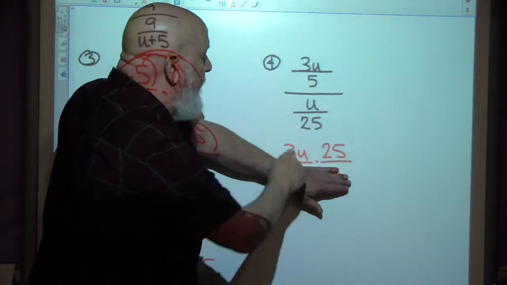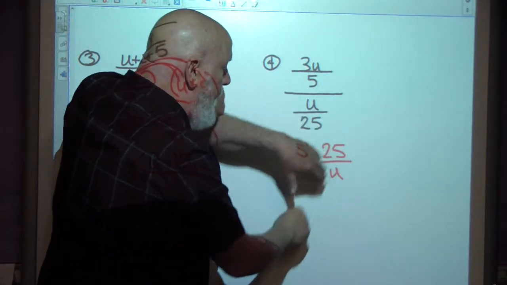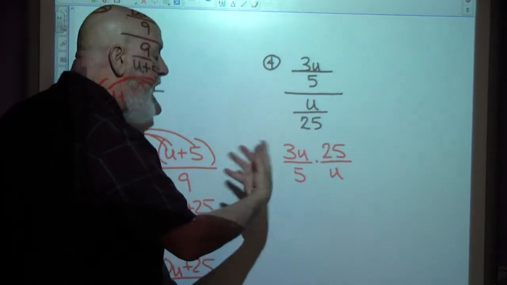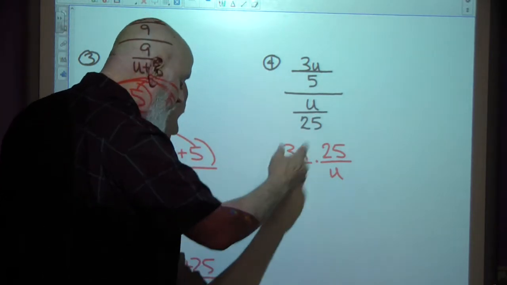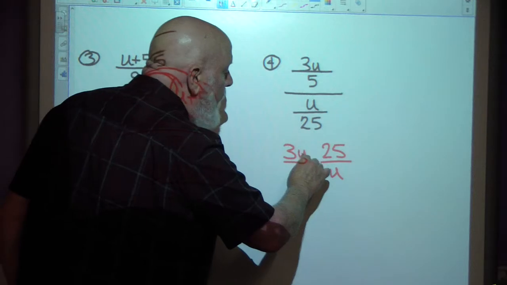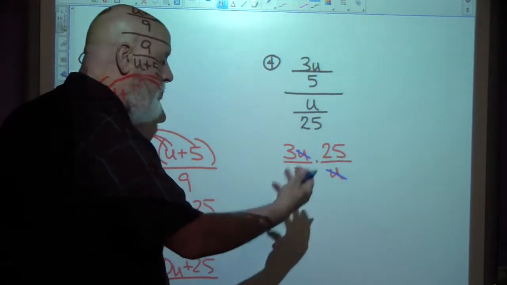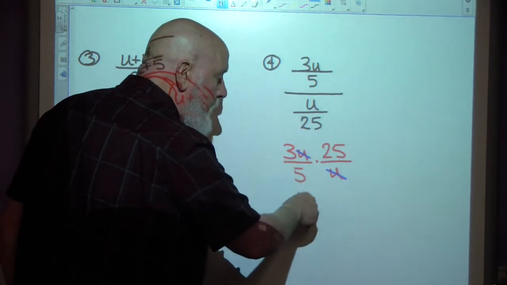So these are factors. That means things that are multiplied together. And these are factors. And you can cancel common factors. If you have common factors in the top and bottom of a fraction, you can just cancel them. They become a fancy 1. For instance, u divided by u is 1. So these both turn into 1s when I cancel them.